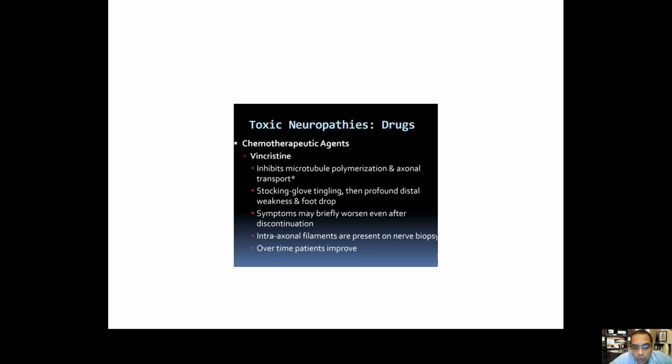And vincristine is very important because it produces a kind of stocking-glove tingling. After patients start vincristine, they start to complain about this tingling sensation in a stocking and glove distribution, then profound distal weakness and foot drop. So it comes with mainly sensory affection. And symptoms may briefly worsen even after discontinuation.